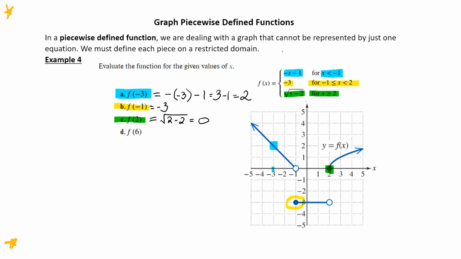F of 6, that also happens in that area when x is greater than or equal to 2. And so we would put it into that same thing, square root of x minus 2. Square root of 6 minus 2 is the square root of 4, which is 2. And you can see that on the graph right over here. You can't really see it, it's off the edge. But when x is 6, y is 2. And so that's what that point is, the value of the function at 6.